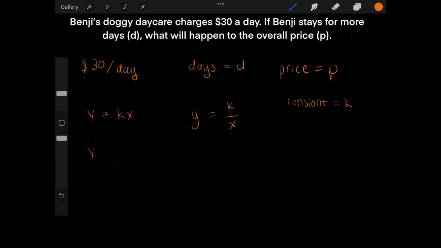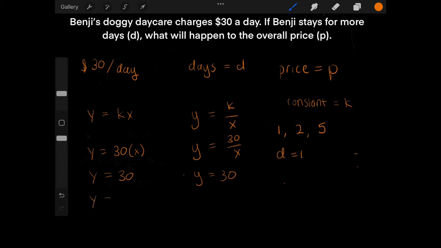So in both of these equations, let's put y is equal to 30 times x for direct variation, and y is equal to 30 over x for our inverse variation. Now, let's work through a few scenarios and see what happens when we change the value of x. We'll use the values 1, 2, and 5. So, if d is equal to 1, if Benji stays for 1 day, then y will be equal to 30 for direct variation, and y will be equal to 30 for inverse variation.